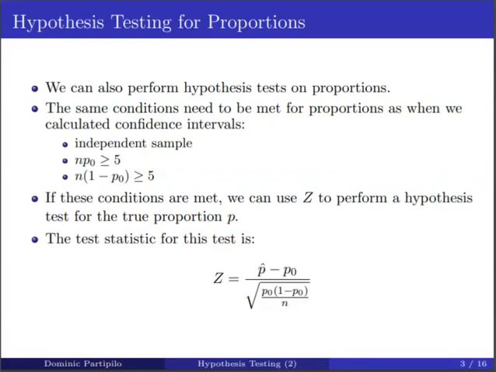So if all these conditions are met, then we can use Z and perform a hypothesis test for the true proportion p. Now, the test statistic is something that we've seen before. We've seen this formula before. The only difference is going to be p0 instead of p. We're taking the sample proportion p hat, subtracting its theoretical mean, and dividing by its standard deviation. That's what we do when we standardize, and it's no different here. So it's going to be p hat minus p0 over the square root of p0 times 1 minus p0 over n.